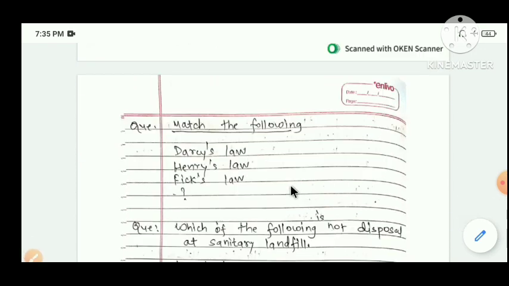It was like match the following. Again I am missing the data. They have asked Darcy's law, Henry's law, Fick's law, and a fourth law was also there. I'm not remembering it. You have to match what Henry's law is for, what Darcy's law is for, and what Fick's law is for. Similarly, you have to match the following with the proper laws. This was the question.